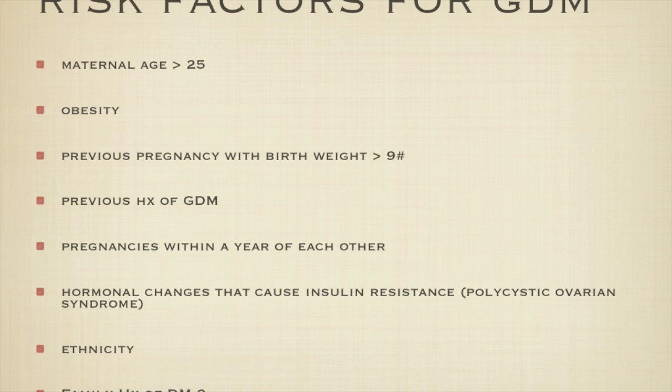Therefore, it is important to obtain a thorough history at the first prenatal visit. The ethnic groups with the highest risk for GDM are Hispanics, Native Americans, South or East Asians, Africans, and Pacific Islanders. When you look at all of these risk factors, if a woman has numerous of them present at the first prenatal visit, most likely she will be tested earlier than women without the risk factors.